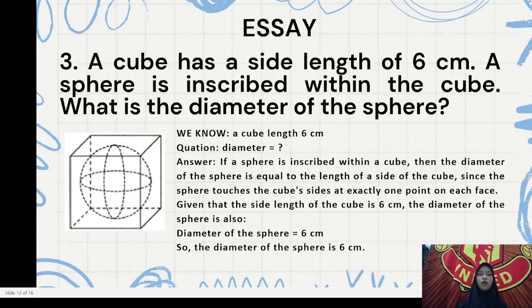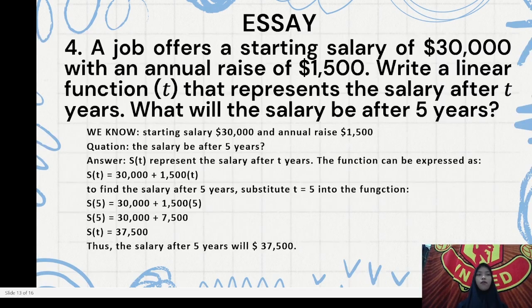Answer: if the sphere is inscribed within a cube, then the diameter of the sphere is equal to the length of the side of the cube, since the sphere touches the cube's side at exactly one point on each face. If the side length of the cube is 6 centimeters, the diameter of the sphere is also 6 centimeters.